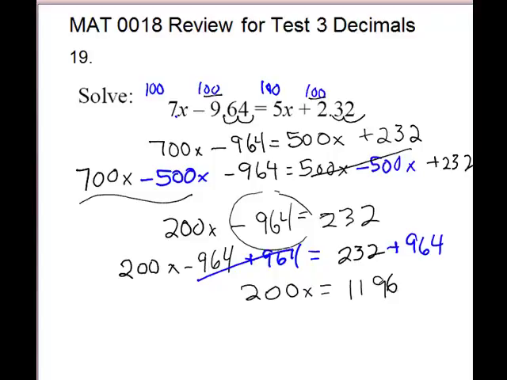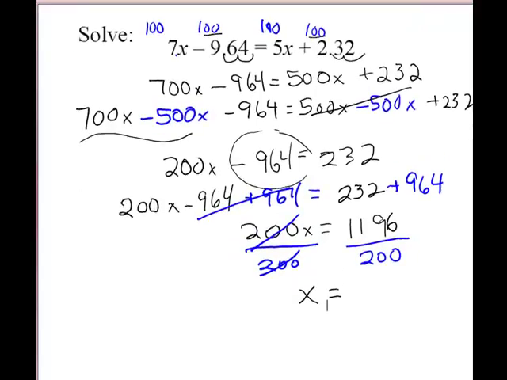And we need to divide on both sides by our coefficient. So we're going to divide by 200. This will give us x equals, and this did not go evenly. I'm going to just scroll a tiny bit. Let's have a little more room. So I'm going to divide it out since we started with decimals. So 200 into 1196. And I'm actually going to have to go into the whole thing.